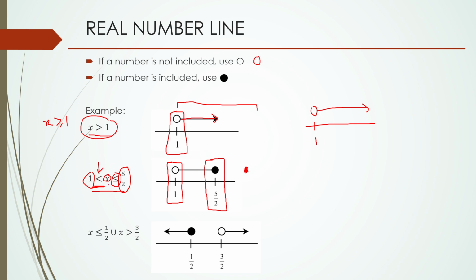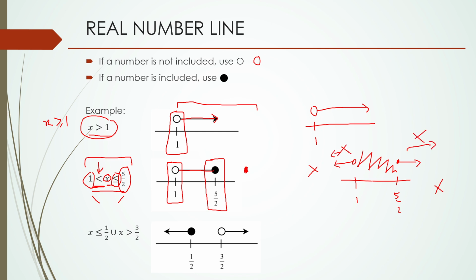Since x is between 1 and 5 over 2, we just link these two together. Do not do something like this, this is wrong. You know that 1 is not included and 5 over 2 is included, but don't do it like this. Why? Because our value of x is between 1 and 5 over 2, so it should be over here, not over here. The values should be between these two numbers.